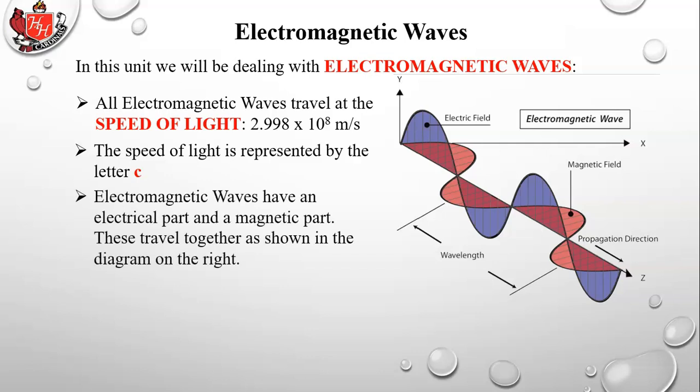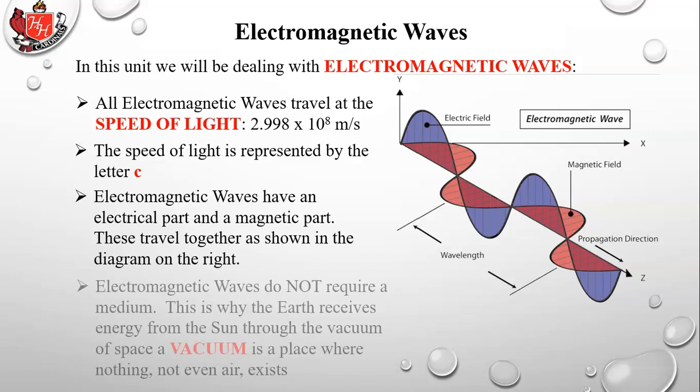Electromagnetic waves have an electrical part and a magnetic part. These travel together as shown in the diagram on the right. The electrical part is going up and down, and 90 degrees perpendicular to that is the magnetic field going side to side. So you can see how they travel together. Electromagnetic waves do not require a medium. This is why the Earth receives energy from the sun through the vacuum of space. And a vacuum is a place where nothing exists, not even air.